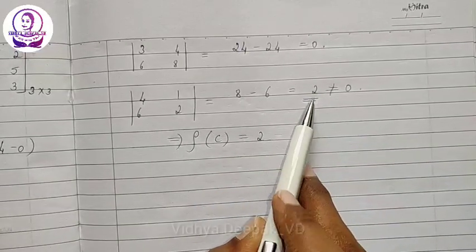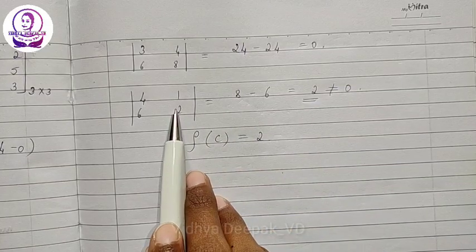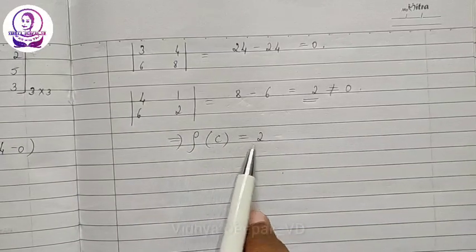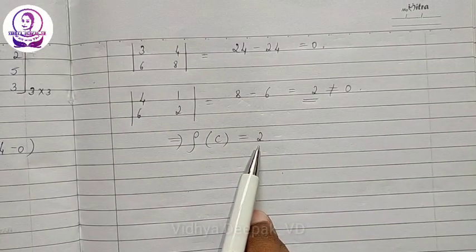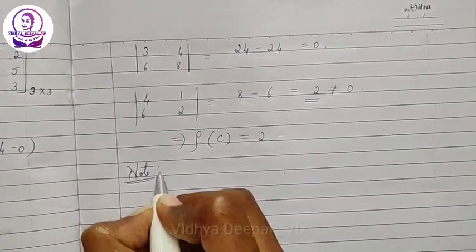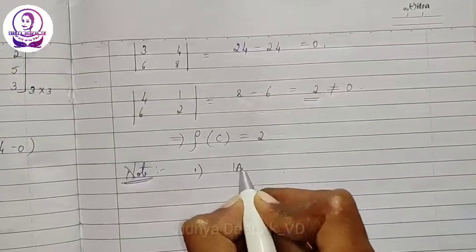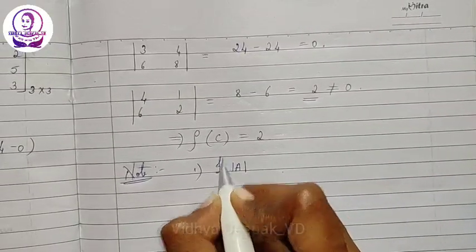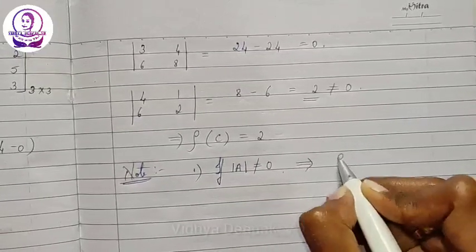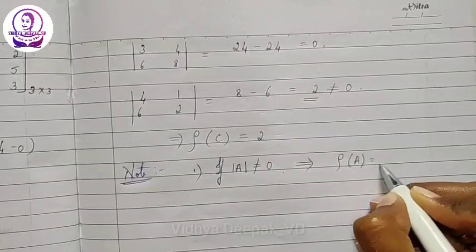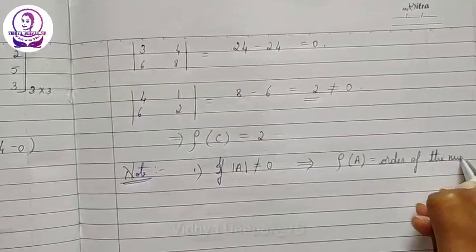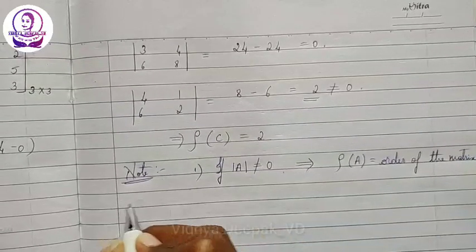So when we get a non-zero number for a minor, we should take the order of that submatrix or that minor to be the rank of the matrix. Clear? Okay, we will write a note so that you can remember this. So the first point is, if the determinant of A is not equal to 0, that implies rank of the given matrix is equal to order of the matrix.